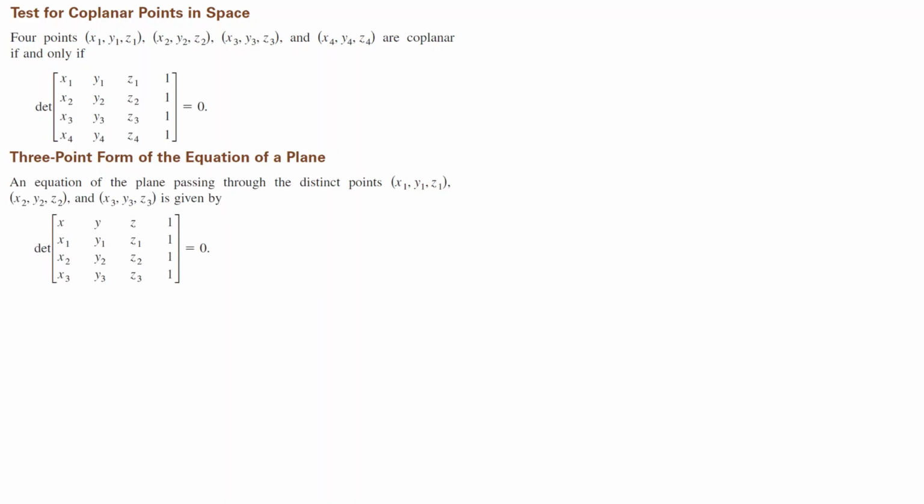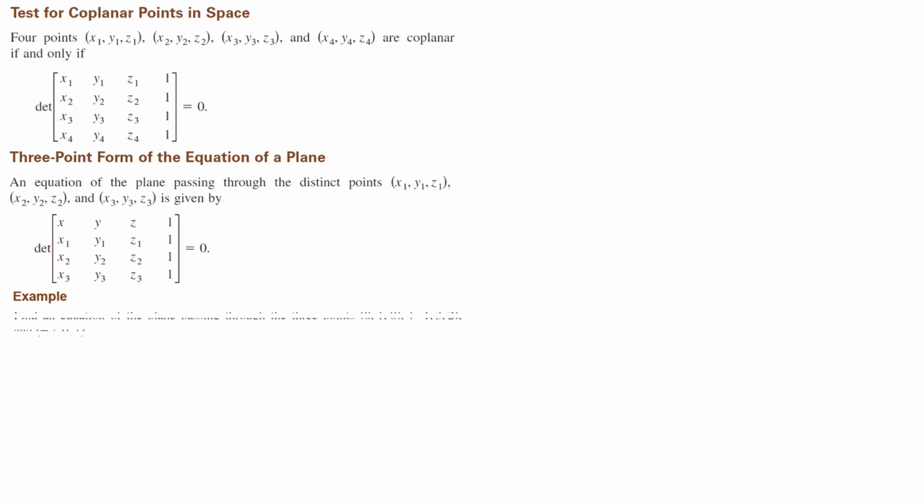Next, we have the 3-point form of the equation of a plane. So this is an adaptation of this test here. An equation of the plane passing through the distinct points x sub 1, y sub 1, z sub 1, and so on is given by the determinant of this. We have x, y, z, the unknown, and then we have the following points here, the points 1, 2, and 3, and then we add 1, so that is equal to 0.